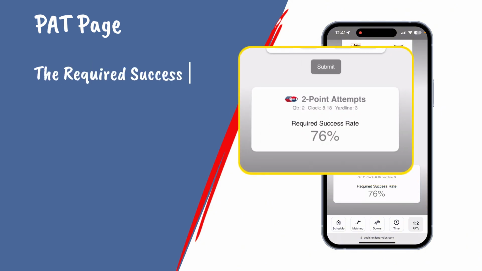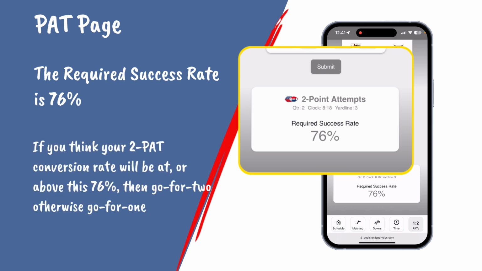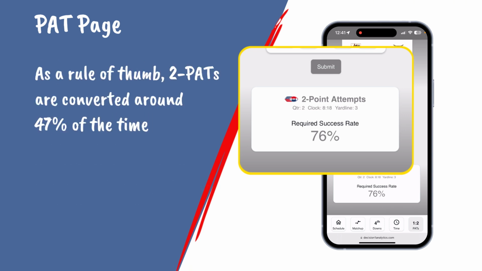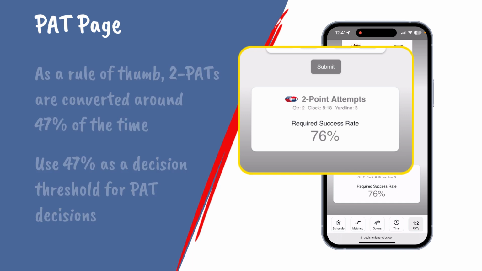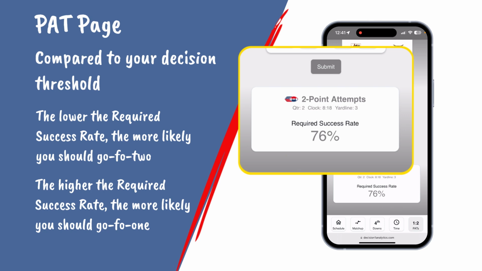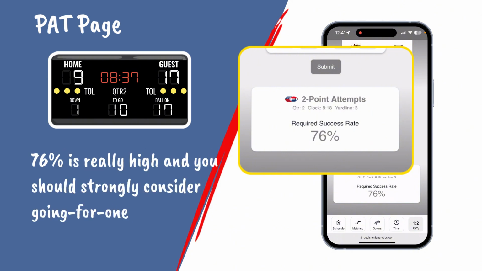For this game state, the required success rate is 76%, meaning if you have a 2-point attempt play in mind, you think your team can convert 76% of the time or more, then you should go for 2. For context, as a general rule of thumb, 2-point attempts are converted around 47% of the time. We recommend using the 47% conversion rate as a PAT decision threshold. Compared to this number, the lower the required success rate, the more likely you should go for 2. The higher the required success rate, the more likely you should go for 1. So to summarize this PAT decision, 76% is a really high number, meaning you should strongly consider going for 1.